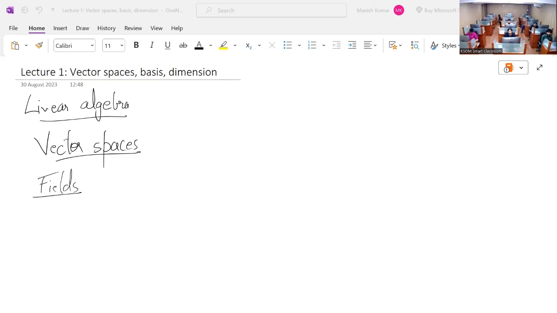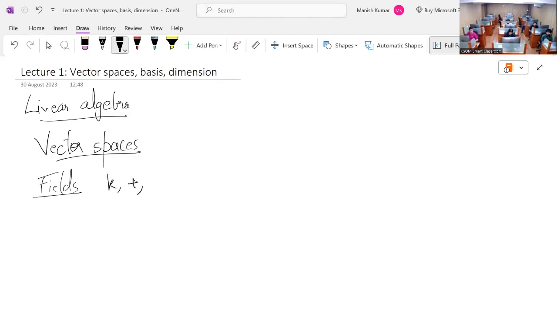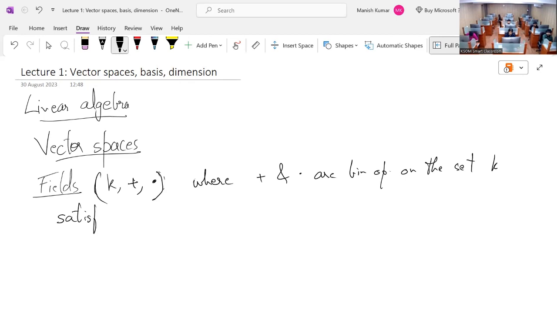So a field is this triple K, plus, dot, where plus and dot are binary operations on the set K satisfying some axioms. I won't write down the axioms because I assume you know what fields are.